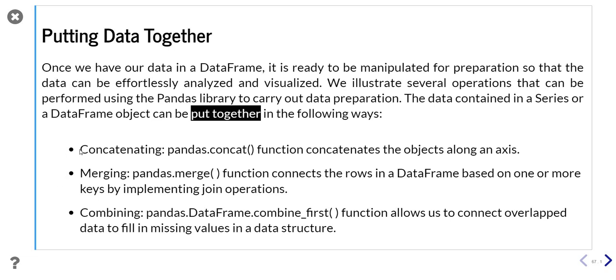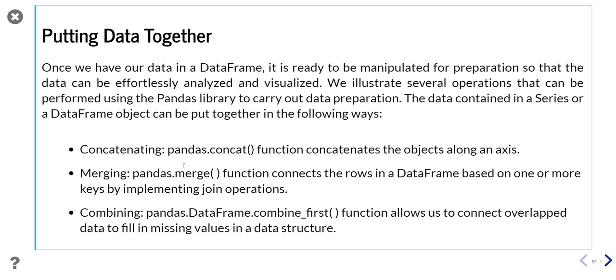The first one we're going to see is concatenate. Under the pandas library, there's this concat function. It enables you to concatenate, that means join objects along an axis. There's also merging, and we also have combining. We will see how each one of these approaches works and what the output looks like, so that you know when to use concatenate, when to use merging, and when to use combining.